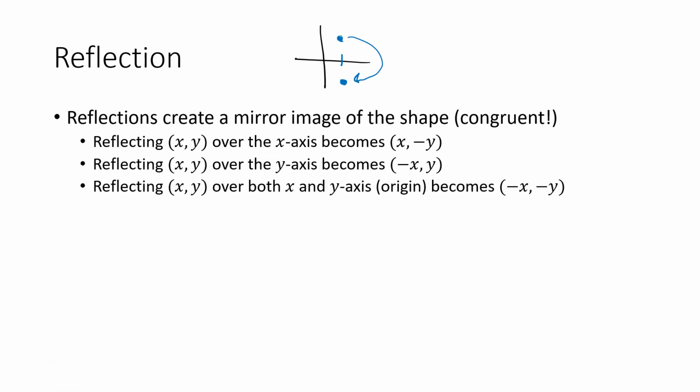Similarly, if we reflected over the y-axis, let me take a similar point and reflect it over the y-axis, notice the y stays the same when we reflect over the y-axis. It's the x that's now negative. So when we reflect over the y-axis, we get negative x comma y. And if we reflect over both the x and the y-axis, that's also sometimes called reflecting over the origin, it becomes negative x and negative y, because that's going to send it into this fourth quadrant where they're both negative.